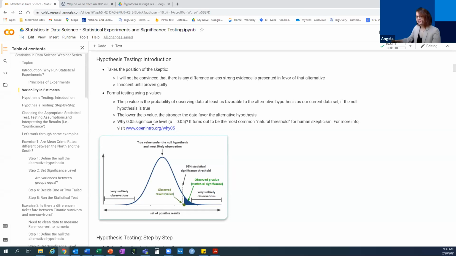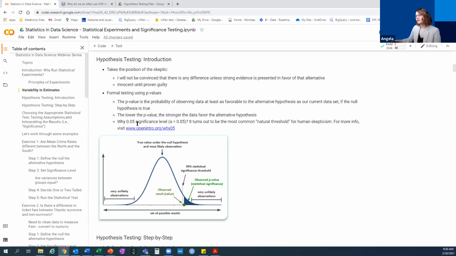I know I've asked the question before, why 0.05? You know, why that number and not 0.04 or 0.07 or whatever it is. It turns out that while this number is somewhat arbitrary, it has been proven out in many trials to be the most common kind of natural threshold for human skepticism. I've included a link here that includes an exercise that kind of proves that out, where you can go through a personal exercise to see what your threshold for skepticism is, and it almost always is going to float right around 0.05. Just kind of an interesting exercise, can be fun to do.